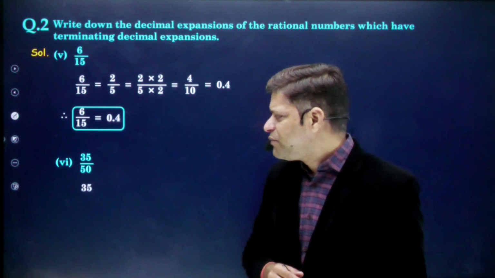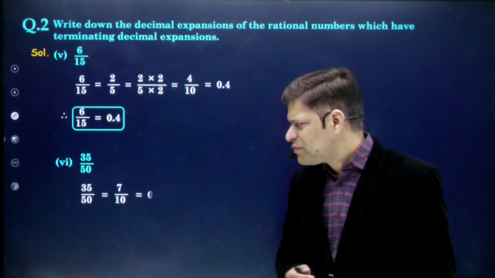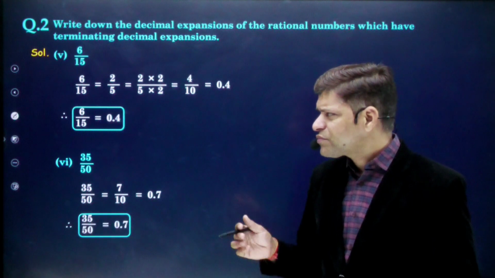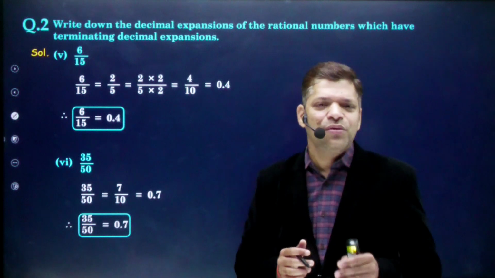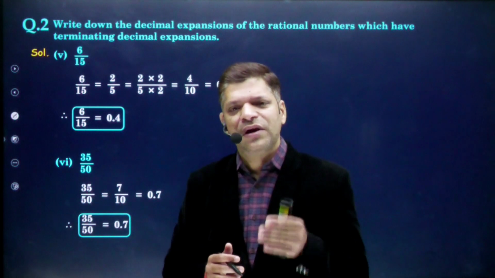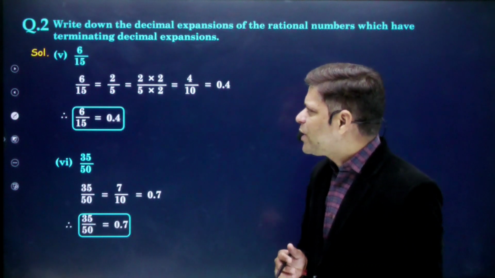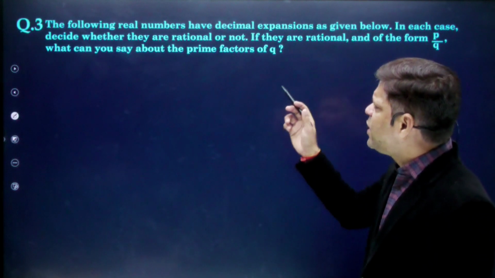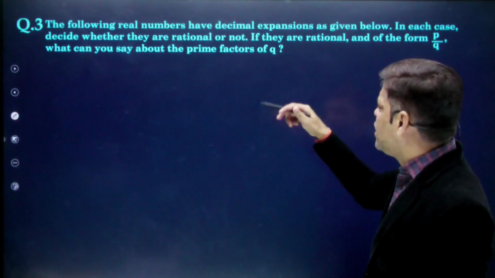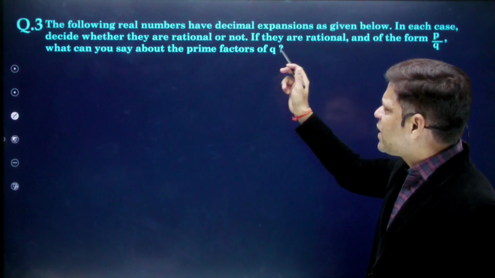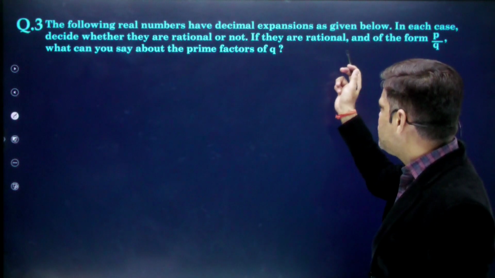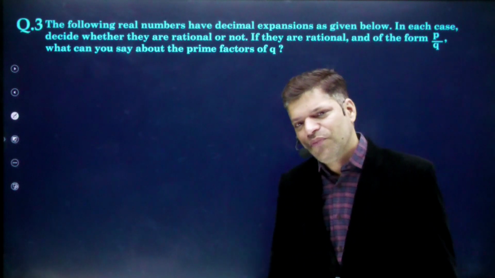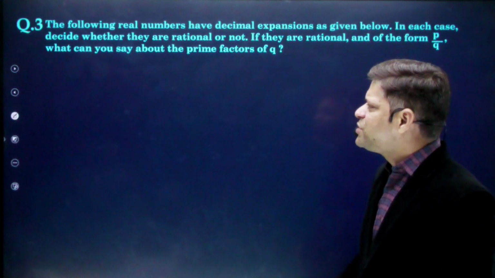And the next one, 35 over 50. When simplified, it will be 7 over 10, and the decimal expansion will be 0.7. So here we understand how p by q can be changed into the form of a terminating decimal expansion. Now the last question. What is in the question? The following real numbers have the decimal expansion given below. In each case, decide whether they are rational or not. If they are rational and of the form p by q, then what can you say about the prime factors of q? Some decimal expansions are given.